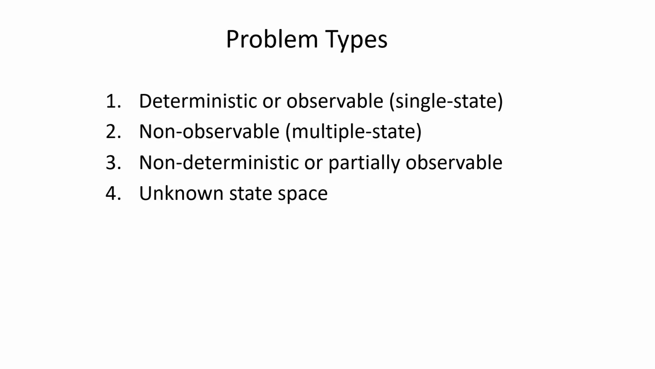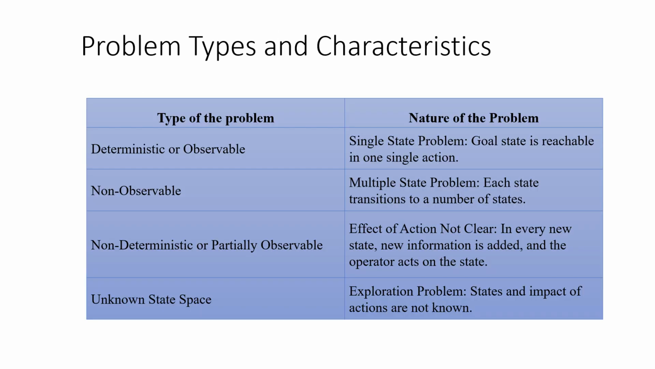First we are going to see deterministic and observable. Before that, we are going to see the different categories of the types of problem and the nature of the problem in a short way. So first, deterministic and observable. This is a single state problem, and the goal state should be reachable with one single action only.